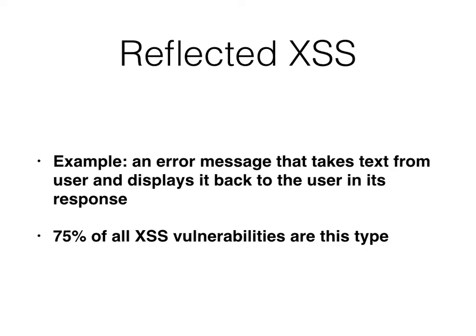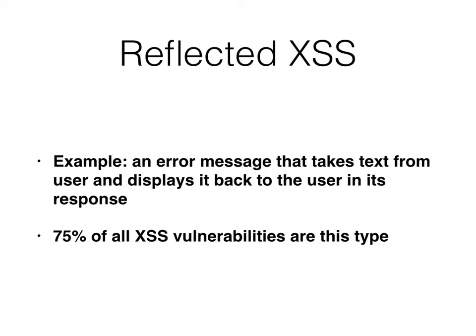Reflected is the most common. If you have a page where you type in something and then the next page repeats it back to you, like you search for frogs, the next one says results for frogs. This is all over the place. If it doesn't scrub it, then you can put script tags in what you put in, and when you come to the next page, it'll execute script in your browser.